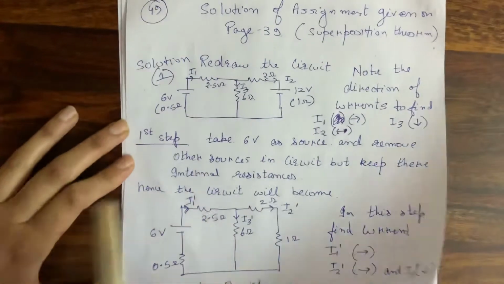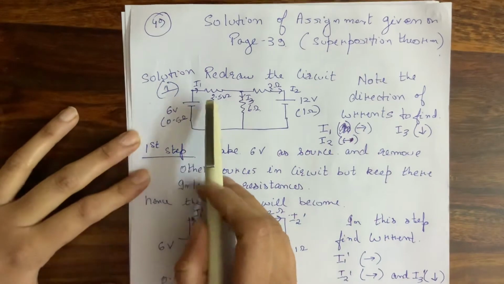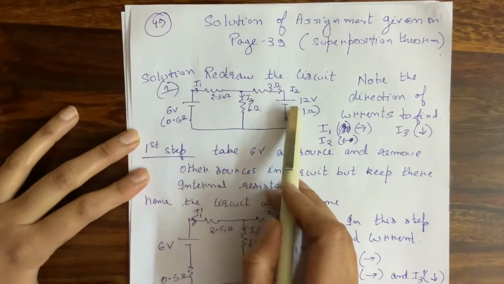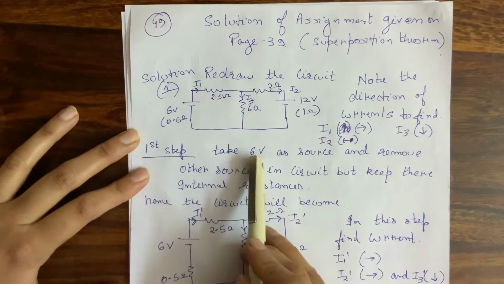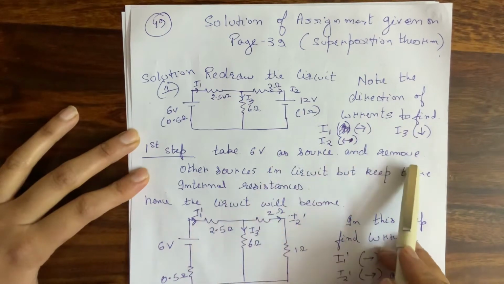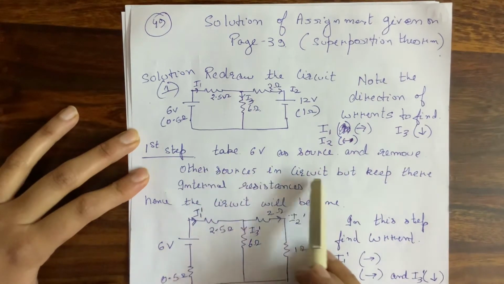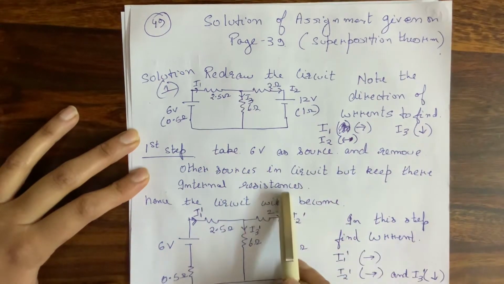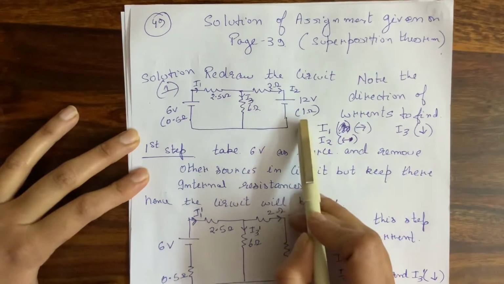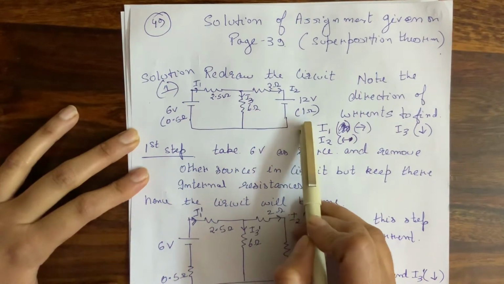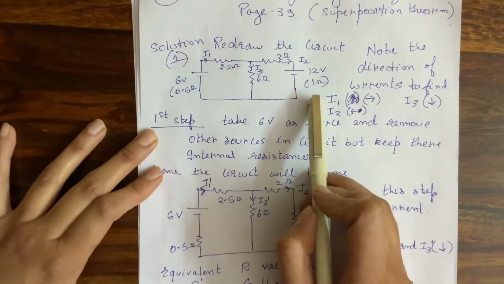Okay, so the first step is to take one of the sources. You can take any of the sources. I have taken 6 volt here. When taking 6 volt as a source, remove other sources in the circuit but keep their internal resistance. Please note this: if the internal resistance is given, we have to keep them. We don't have to remove them with the source.